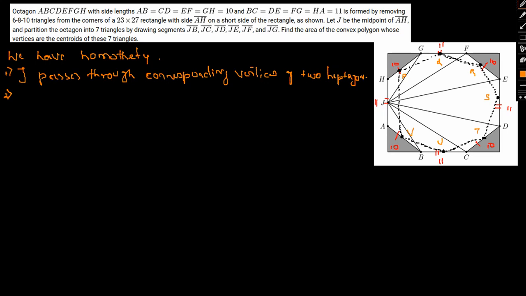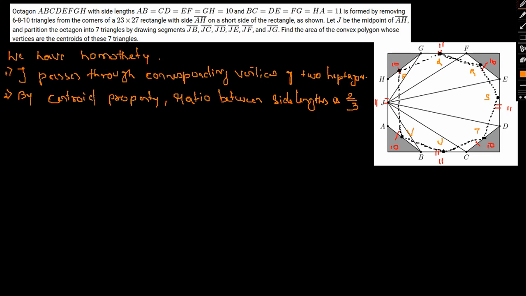And also, by the centroid property, the ratio between the side lengths is 2 by 3, and the area ratio is hence the square of the same, that is 4 by 9.